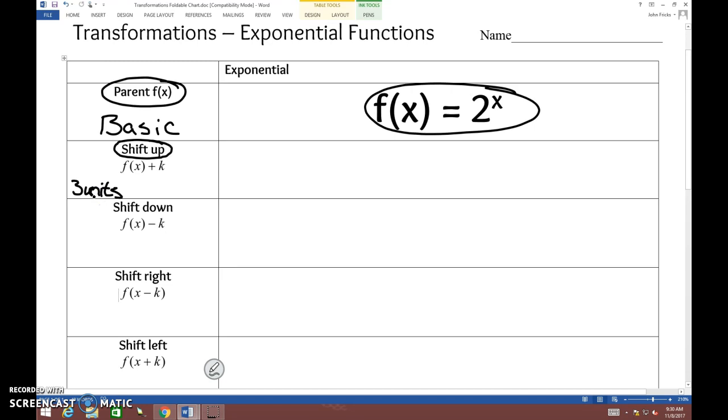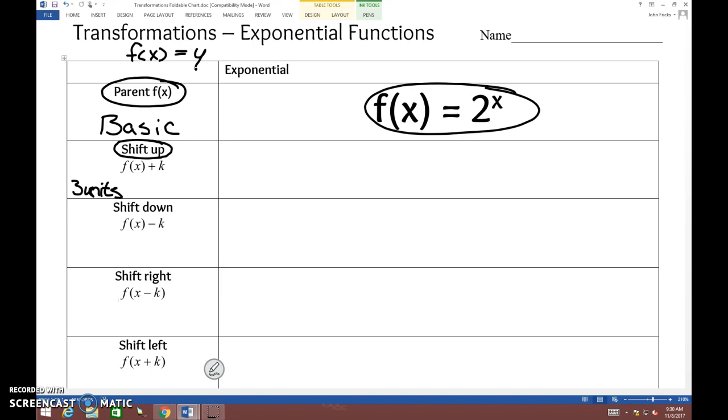Shift up 3 units. Now, in order to shift something 3 units up, we've got to think about what f of x means and think about everything that we've talked about in the past. We've said in the past that f of x is the same thing as what? Y. We said f of x and y are actually the same exact thing. So we're just taking f of x, which is technically y, and saying y plus k, and then changing the y values.